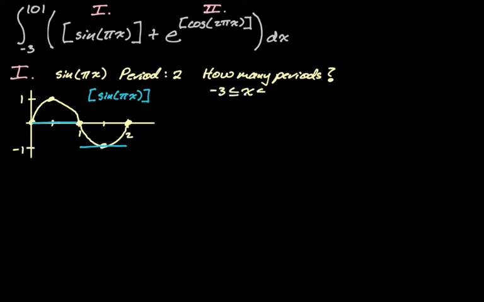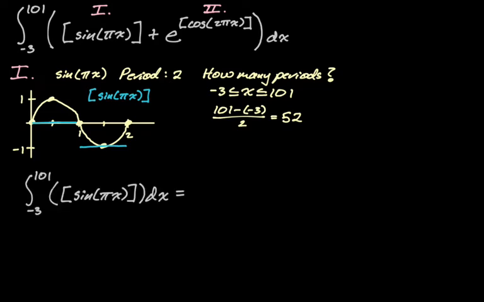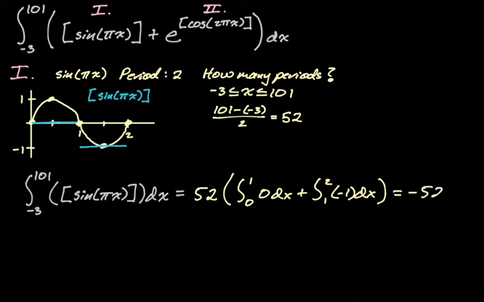So -3 to 101, all we have to do is 101 minus -3, sorry, and then divide that by the period, which is 2. We get 52. So we have 52 full periods. So what we should be able to do is say that our integral, the first one here, is going to be 52 times whatever happens between 0 and 2. And between 0 and 2, we're doing 0 to 1 of 0 plus 1 to 2 of negative 1. So integrating 0 gives you 0. From 1 to 2 of negative 1 just gives you negative 1, so this gives us negative 52. That's the first part of the integral.